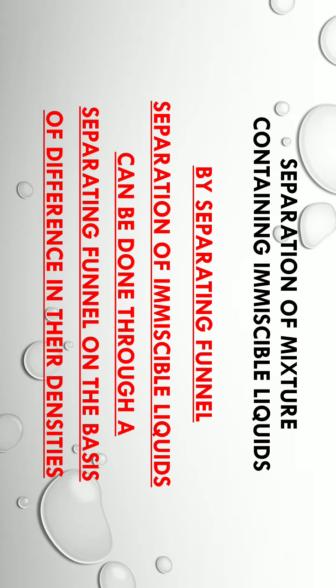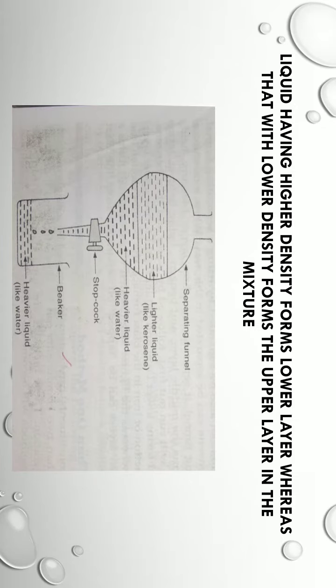Miscible liquids, as we discussed yesterday, can be separated on the basis of their difference in boiling points, and now on the basis of difference in their density we can separate the immiscible liquids from each other. Let us see how it happens.